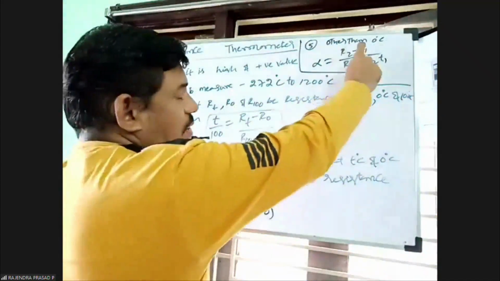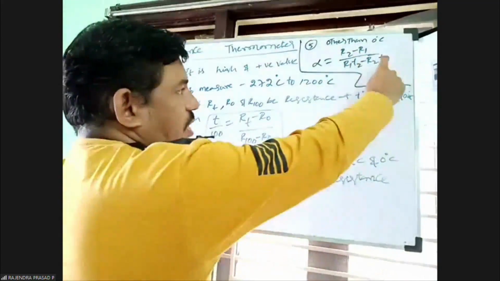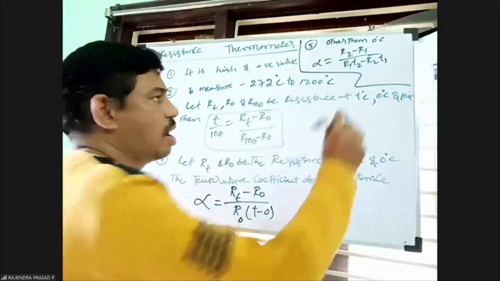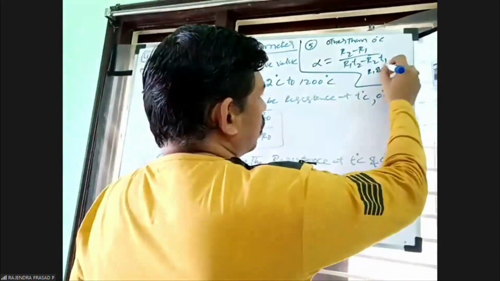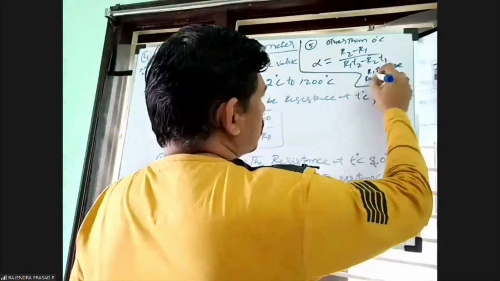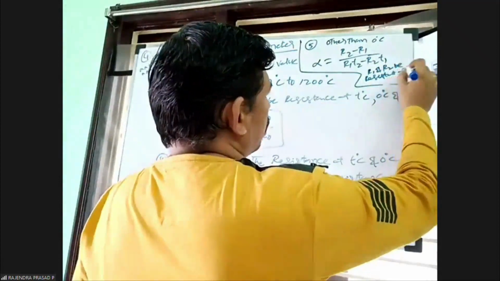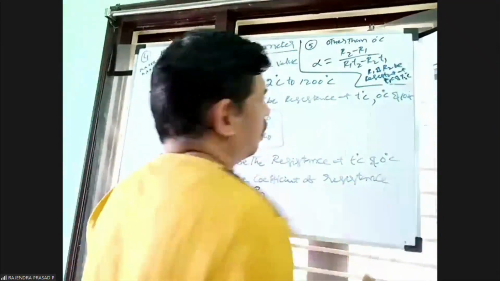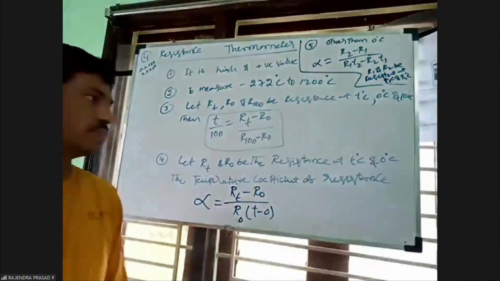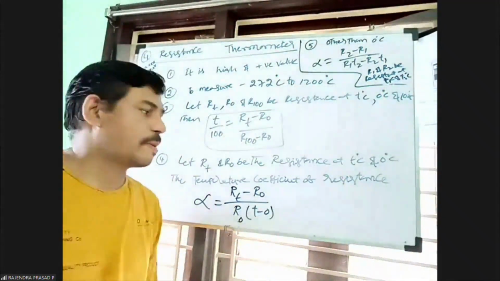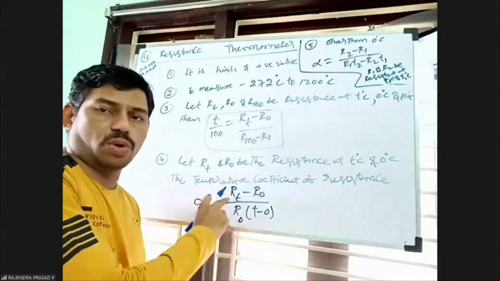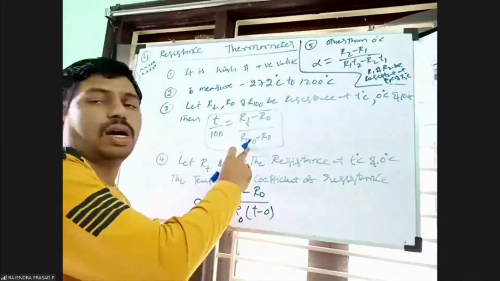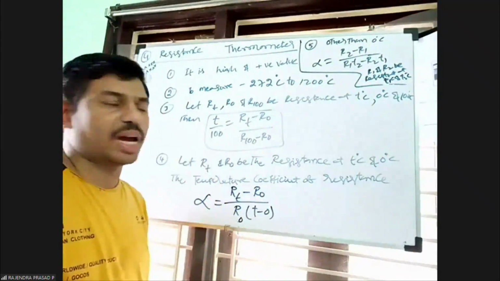So R1 and R2 are the resistance at T1 degrees C and T2 degrees C, then the temperature coefficient of resistance is given by this formula. This one is only for R0 to RT; the other is for temperatures other than 0. So R100 and RT are given, and the temperature is calculated by using this formula.